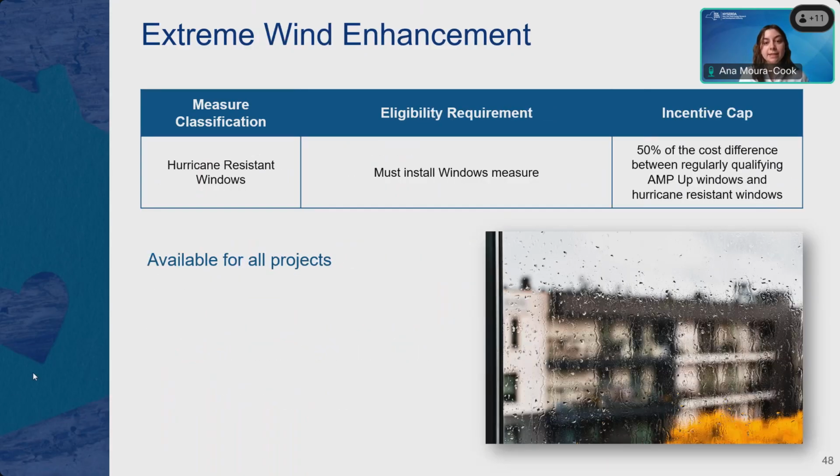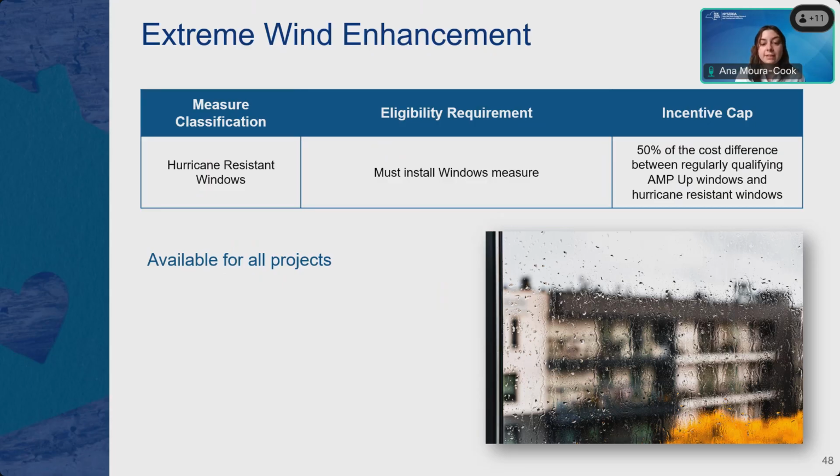Next up, the last incentive here that we have is for extreme wind. This is hurricane resistant windows, and it is available to all projects all across the state. Basically, if you are already planning to do window replacement as part of your AMP-UP project, we are providing incentives to upgrade not only to a high performance window that meets the AMP-UP specifications, but also a hurricane resistant high performance window. So this window would be both high performance and provide hurricane resistance.